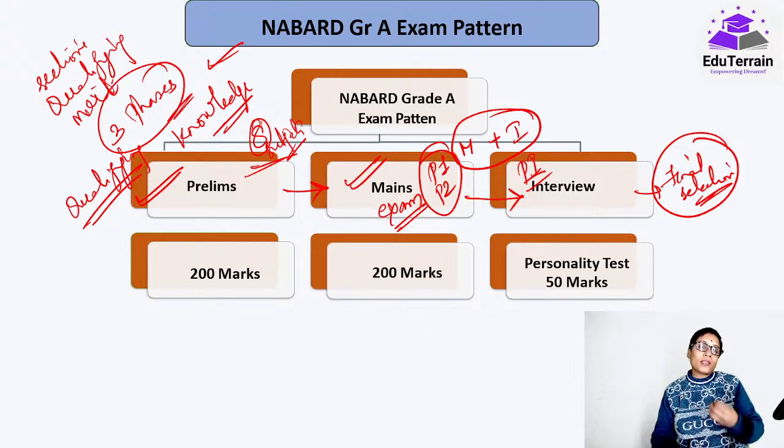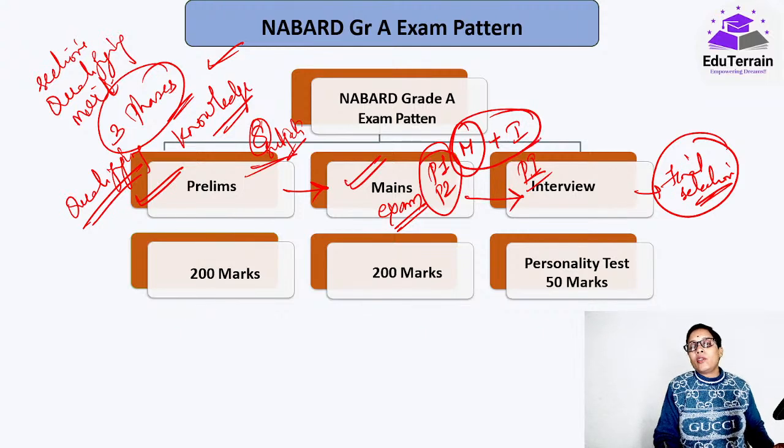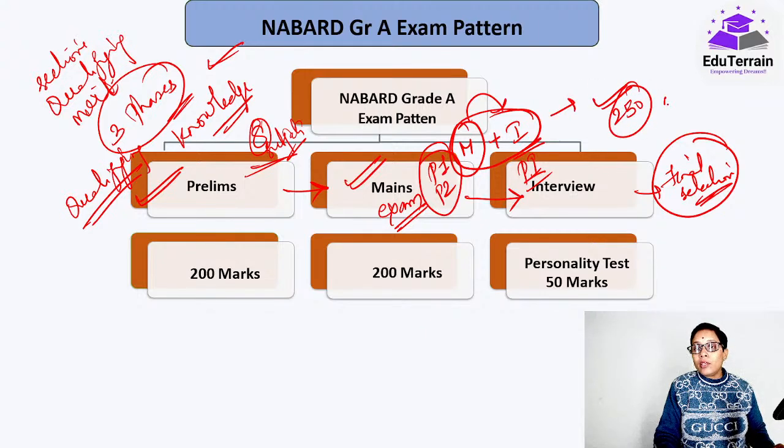You plan your strategy in such a way that you score as much as possible in mains, so that would get compensated with your interview, because these are added together, and based on the final score of 250 marks only, your final selection would be there. So please be very careful.